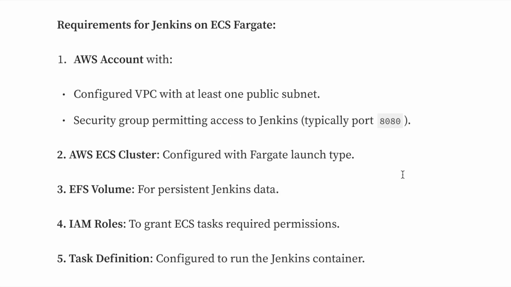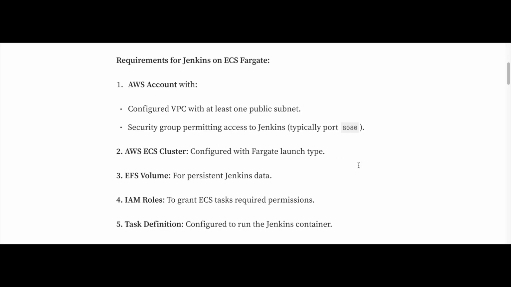So the requirements for Jenkins on ECS Fargate. You need an AWS account, and in this example I'm using the public IP. So you need one VPC with at least one public subnet and the security groups that will permit access to Jenkins, and Jenkins' default port is 8080. The second is the ECS cluster. We will be creating a new cluster using the Fargate launch type so that we can launch our task using Fargate instead of EC2 instances.